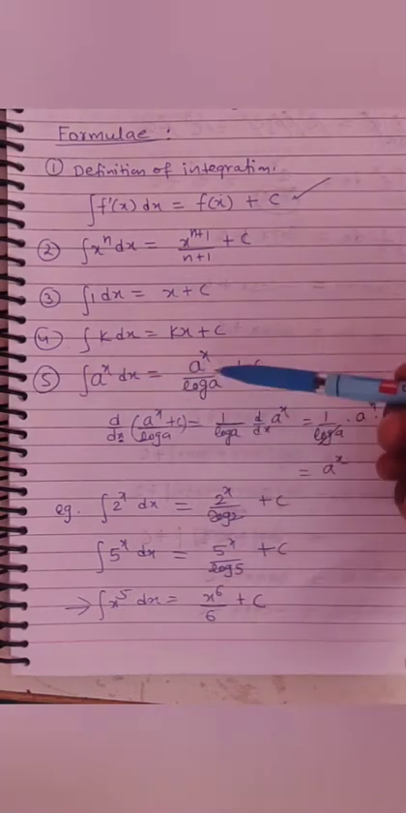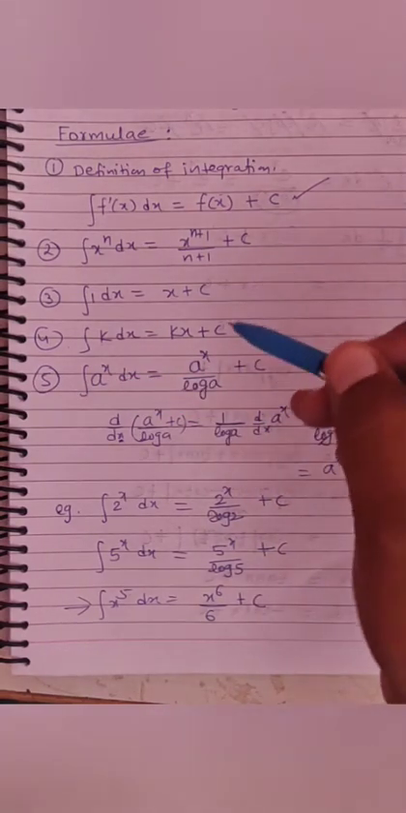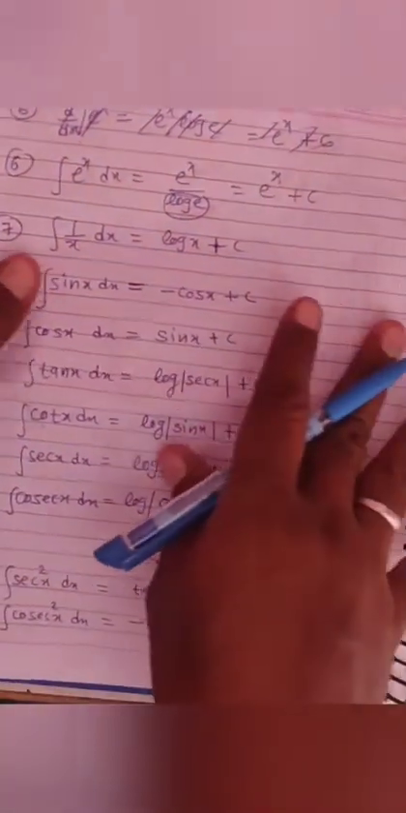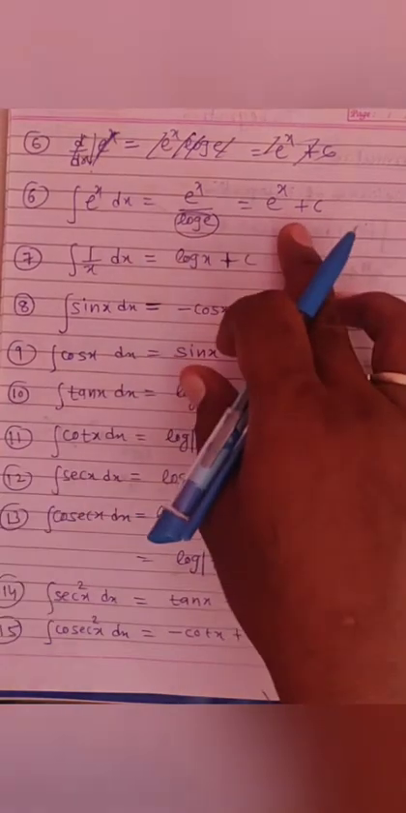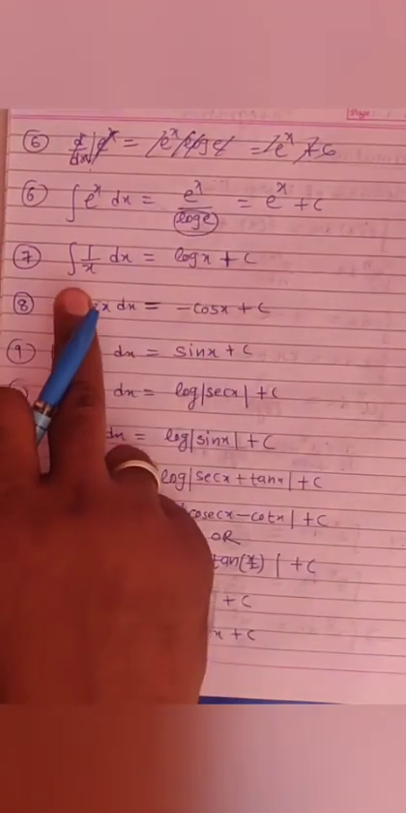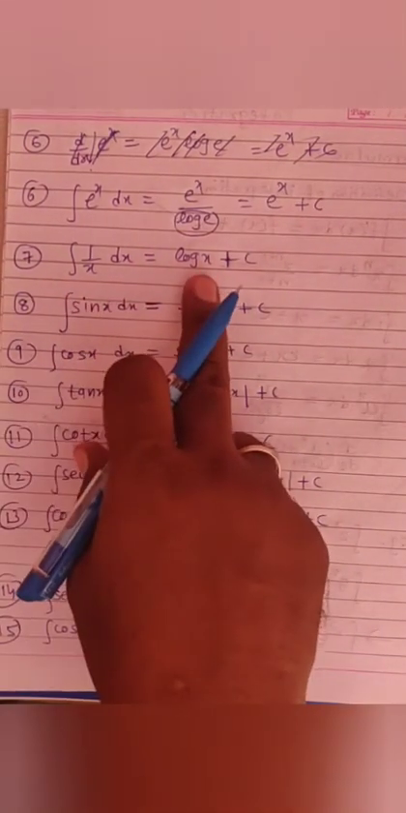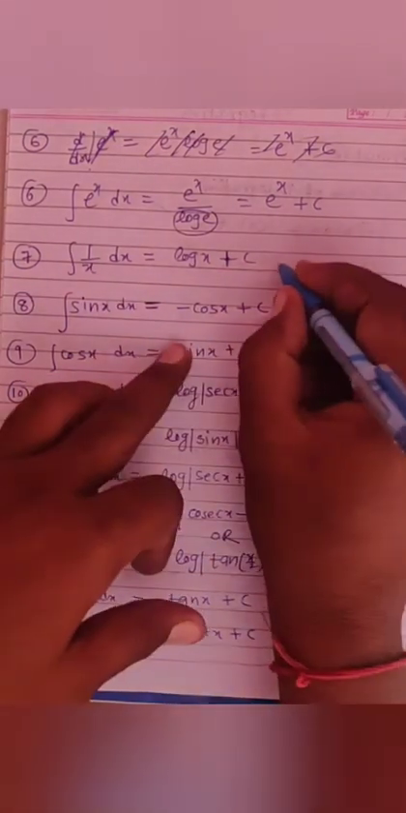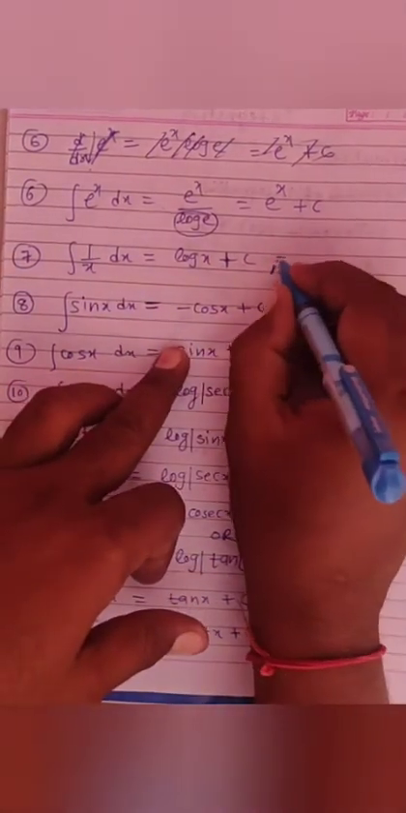Integration of a raised to x is a raised to x upon log a plus c. Similarly, integration of e raised to x is also e raised to x plus c. Integration of 1 upon x is log x plus c. Similarly, one more formula we had forgotten.